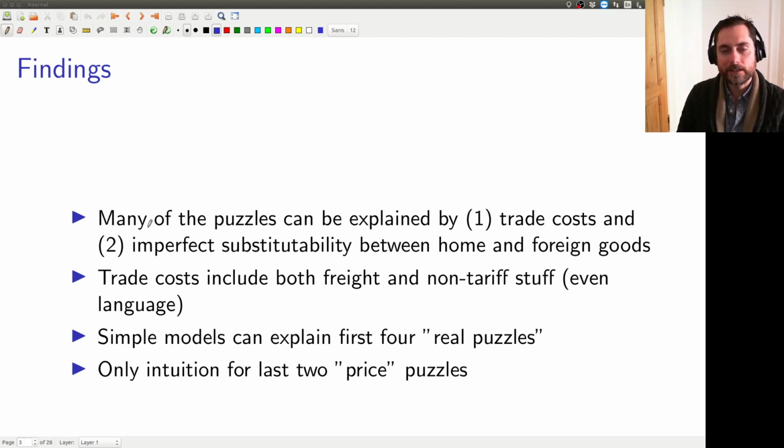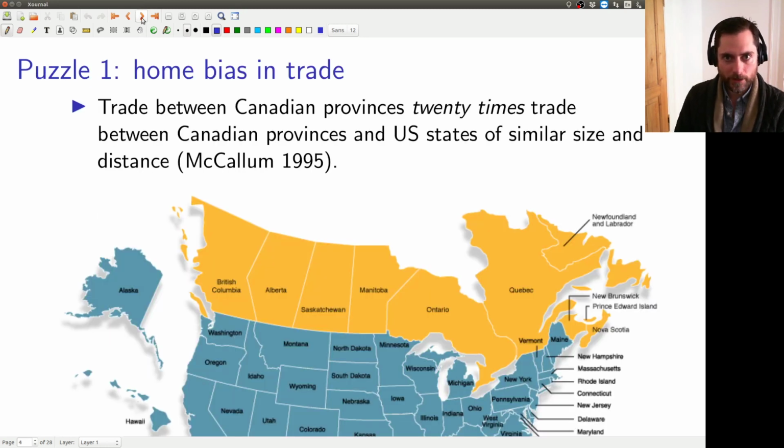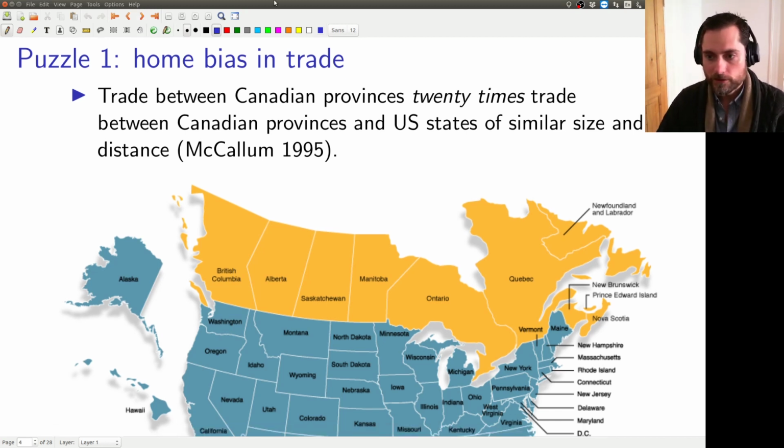So models like that, very simple models we're going to write down, are going to explain the first four of those puzzles, the real puzzles. And then for the last two puzzles, the price puzzles, we're not actually going to write any models down. It's just going to be intuition. And that's actually all there is in the original Obstfeld-Rogoff papers as well. So without further ado, let's move on and start looking at the first puzzle, which is home bias in international trade. So I've got a map here.